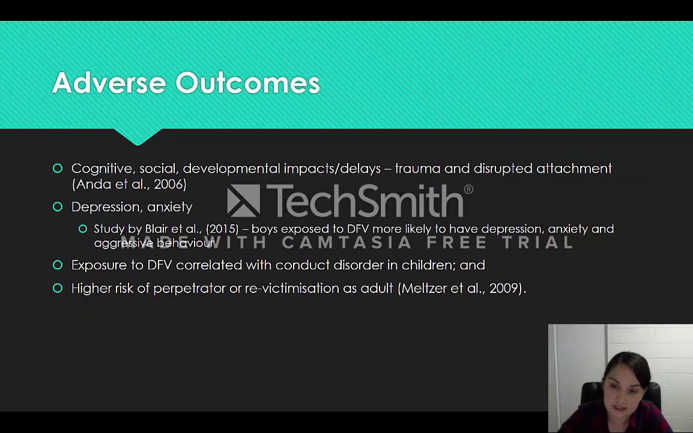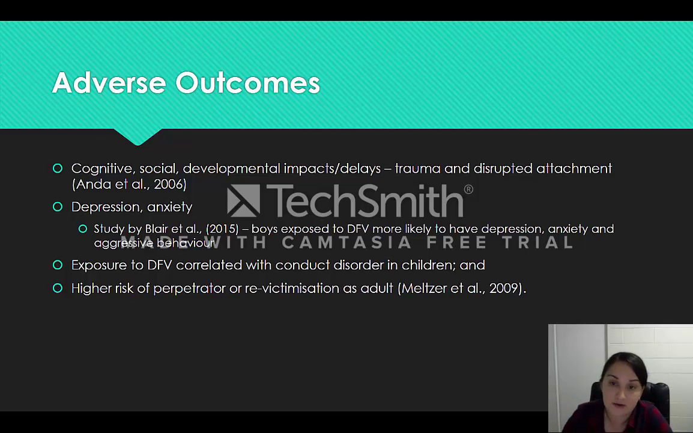As outlined in the previous slide, the outcomes for children that have been exposed to ongoing violence include disruptions to their cognitive and social development, as well as their attachment to caregivers. As we've seen with the families that we work with, many children experience depression, anxiety, and further violence or re-victimization as an adult. A study by Blair et al. in 2015 showed a correlation with depression, anxiety, and aggressive behaviours in boys exposed to DV, and Meltzer et al. 2009 also found that exposure to DV correlated with conduct disorder in a lot of children.